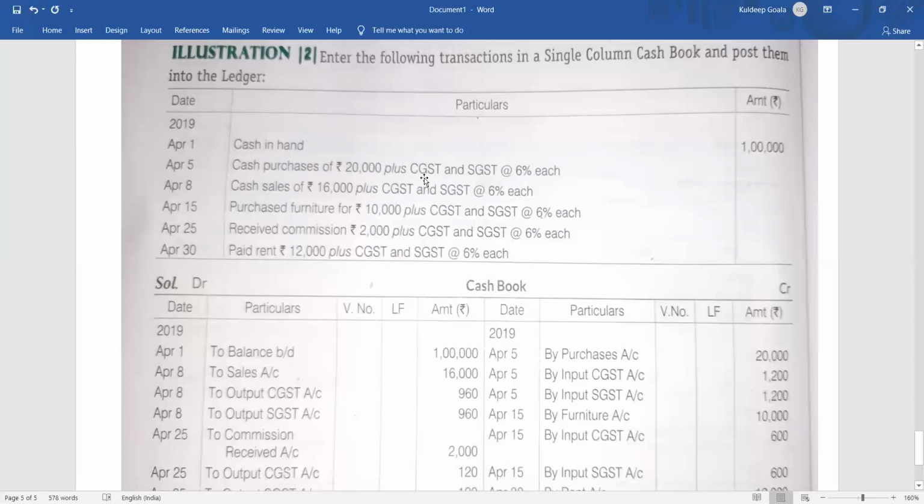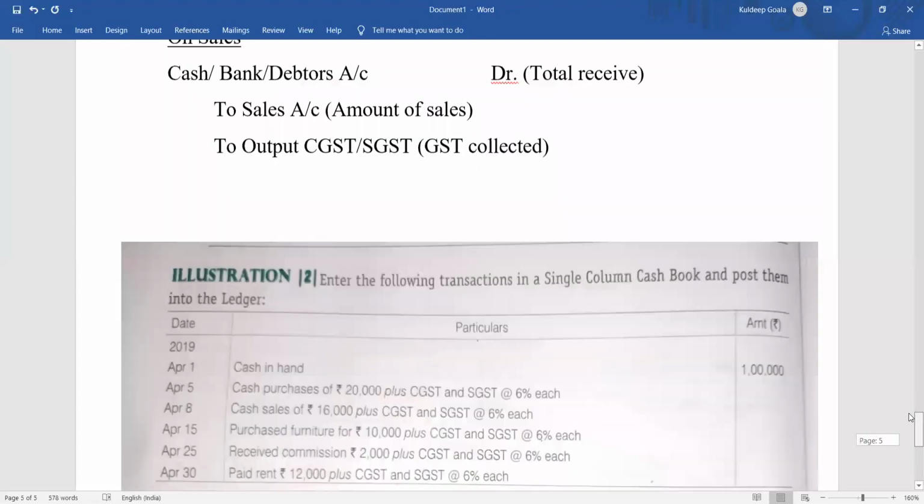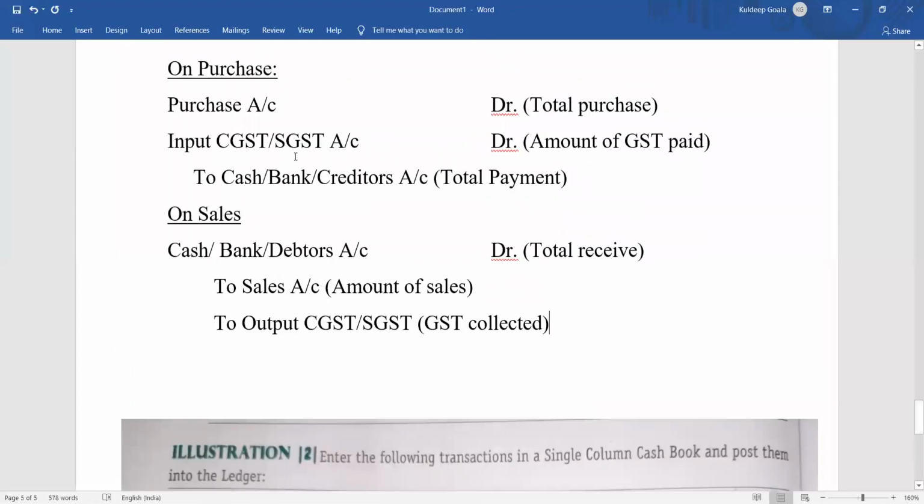Along with that, what do we have? CGST of 6% and SGST of 6%. So what will you do? Again, at the time of purchase, what do we have? You can see here, it's input GST. That also has to be paid, right? So it will go on the credit side.